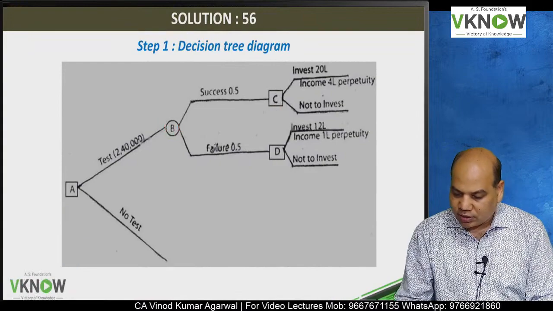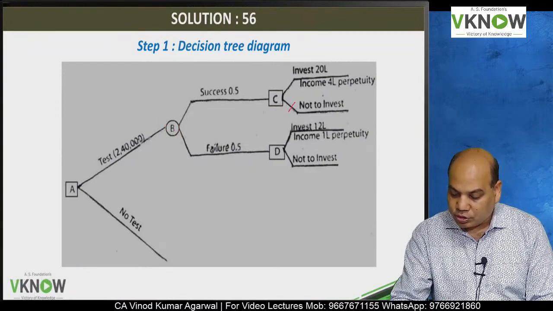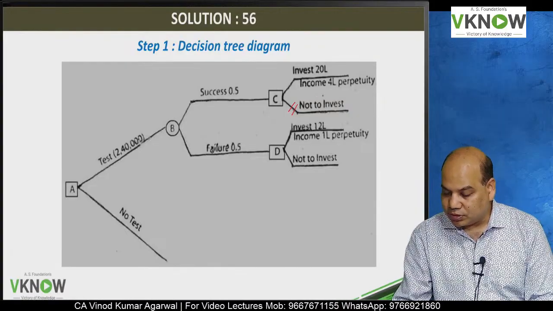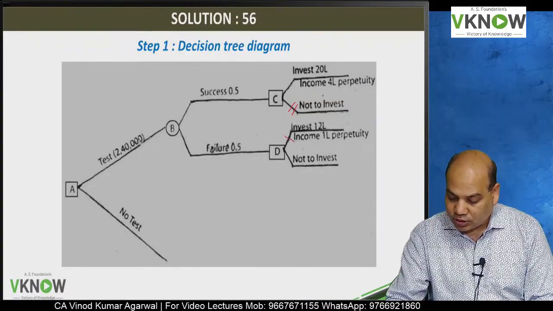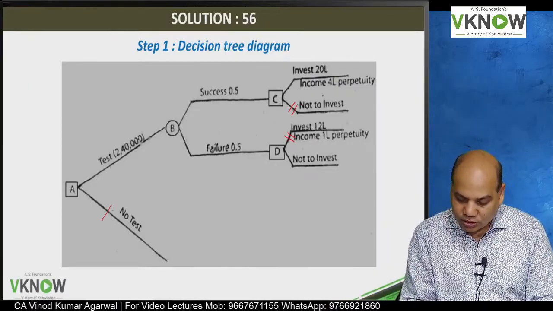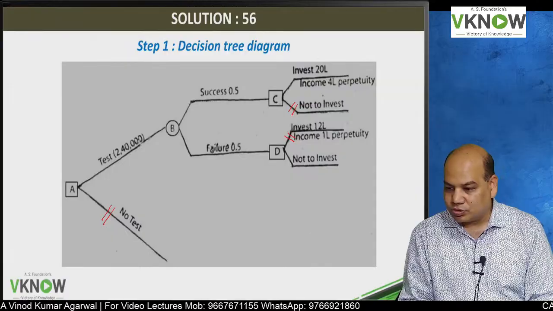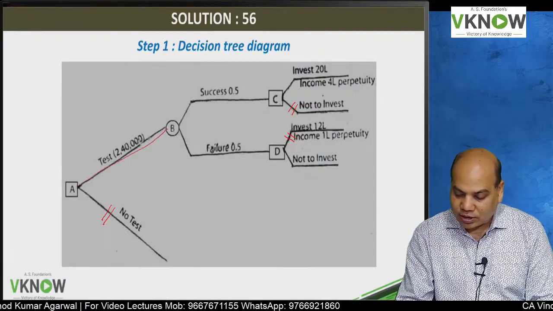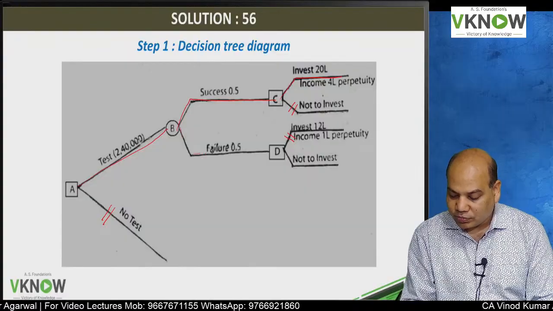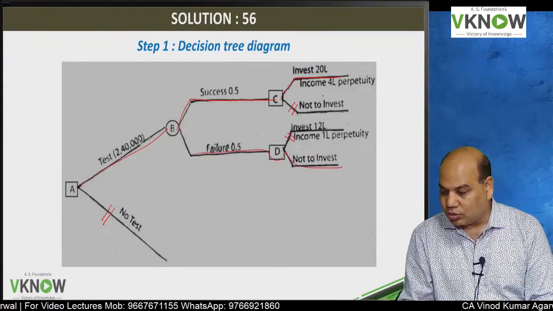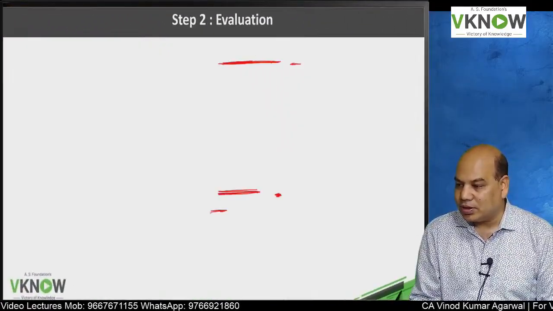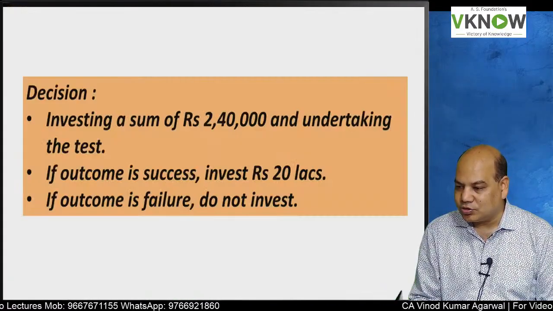In the previous diagram, this option you will cancel, not to invest in the first one. This option you will cancel and no test option you will cancel. So what is left? Test market. If successful, invest 20 lakh. If failure, do not invest. So that is how the decision tree is prepared, evaluated, and the decision is to be written.